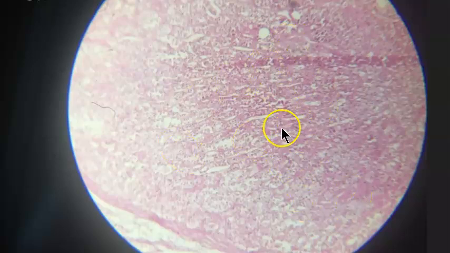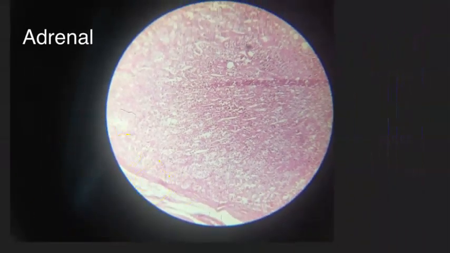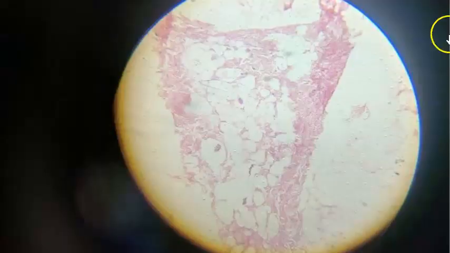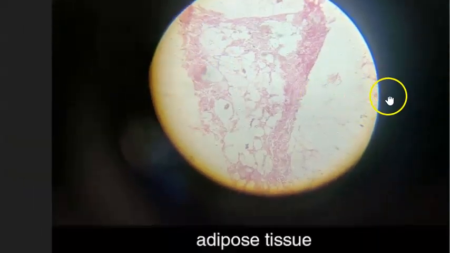Okay, so what do you think this is? This is the adrenal gland. Okay, we'll go alphabetical. So let me tell you, this is also from A, and you can see a lot of fat here. This is adipose tissue. May not be the best slide though for adipose tissue.